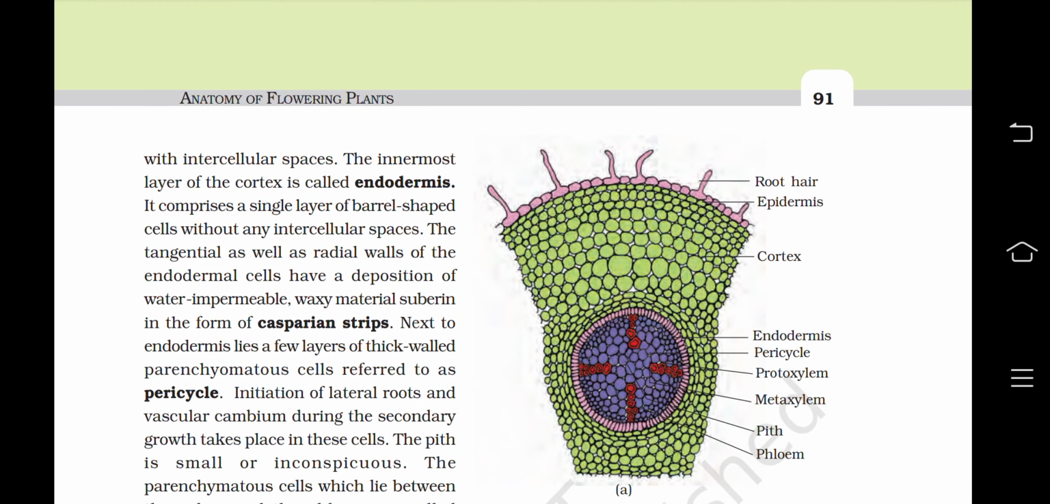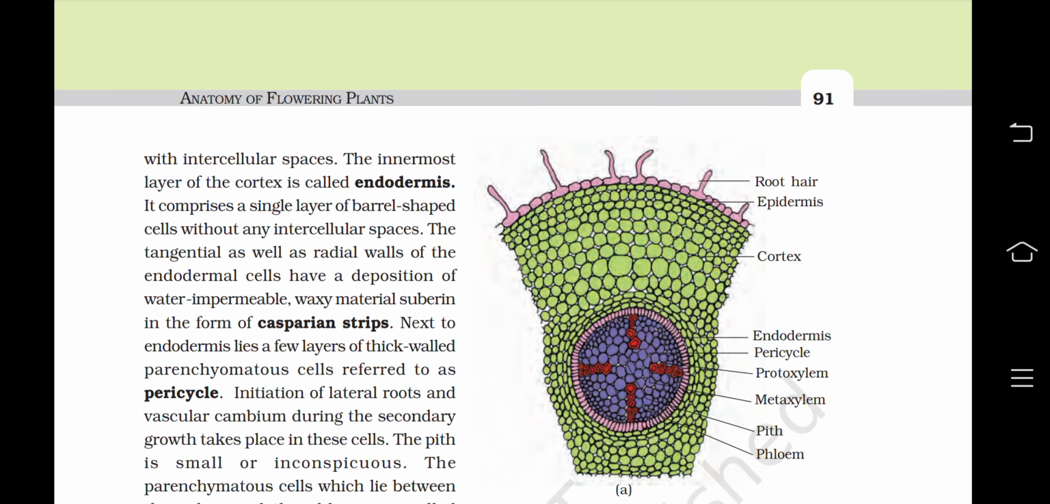The innermost layer of cortex is called endodermis. It comprises a single layer of barrel-shaped cells without any intercellular spaces. The tangential as well as radial walls of the endodermal cells have a deposition of water impermeable waxy material suberin in the form of casparian strips. Next to endodermis lies a few layers of thick-walled parenchymatous cells referred to as pericycle. Initiation of lateral roots and vascular cambium during secondary growth takes place in these cells.